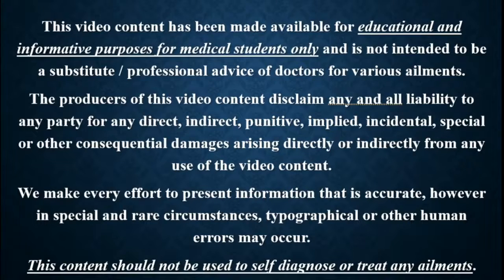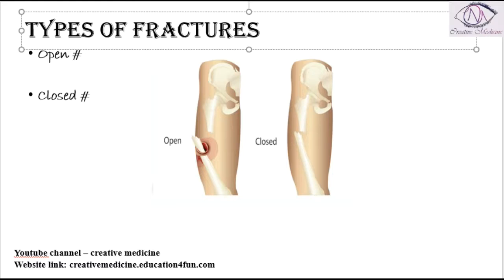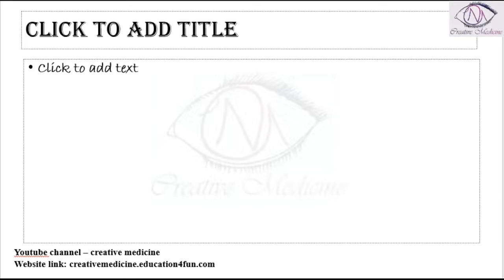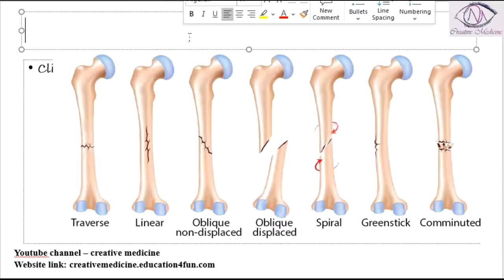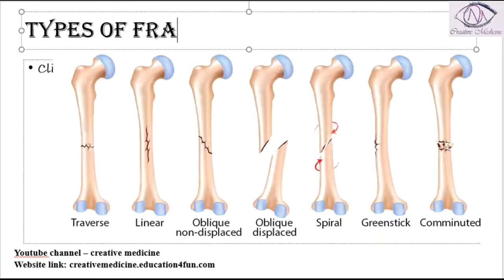In this lecture, we will learn about types of fractures. Fractures can be divided into transverse fractures, linear fractures, oblique fractures, and oblique and displaced fractures. Displaced means they have moved from their initial position, so it is a displaced fracture. So it is an oblique and displaced fracture, and it is an oblique and spiral fracture that is involving the whole bone.